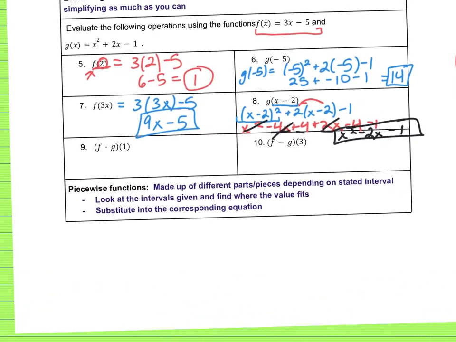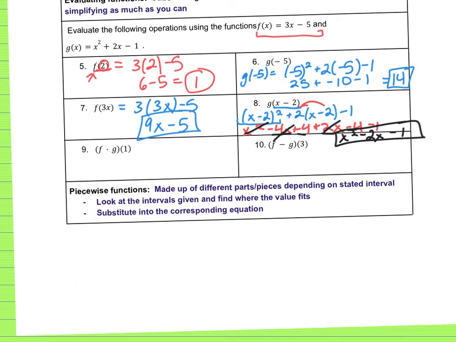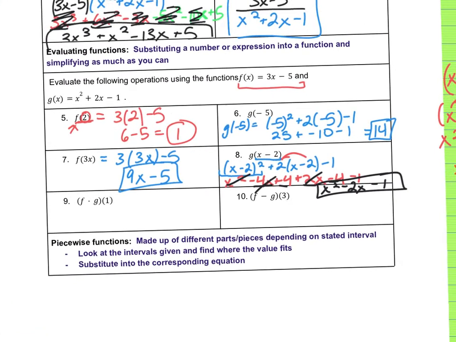Keep on chugging along here. f times g of 1. So there are 2 ways we can go about this. You could plug in 1 to each function and then just multiply those two numbers together, which is what I think the easiest way is to do.